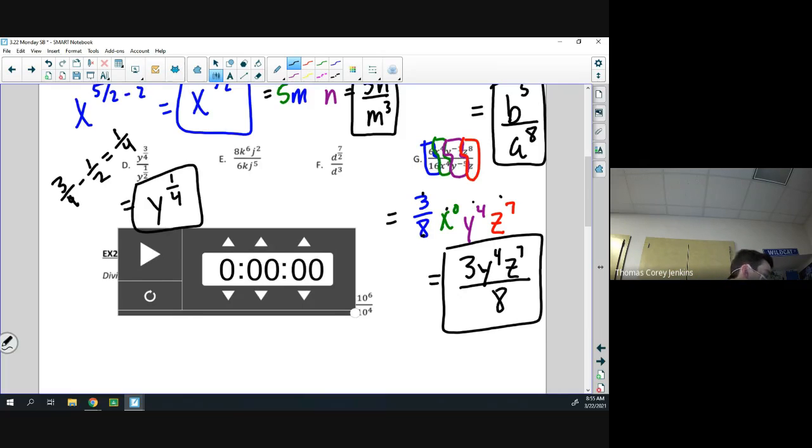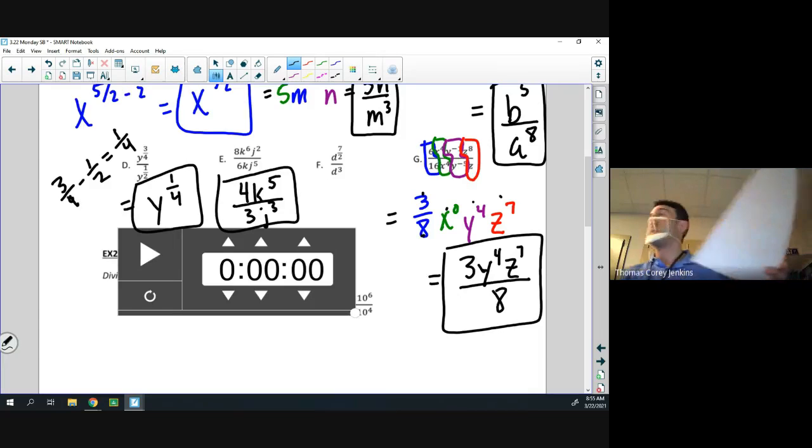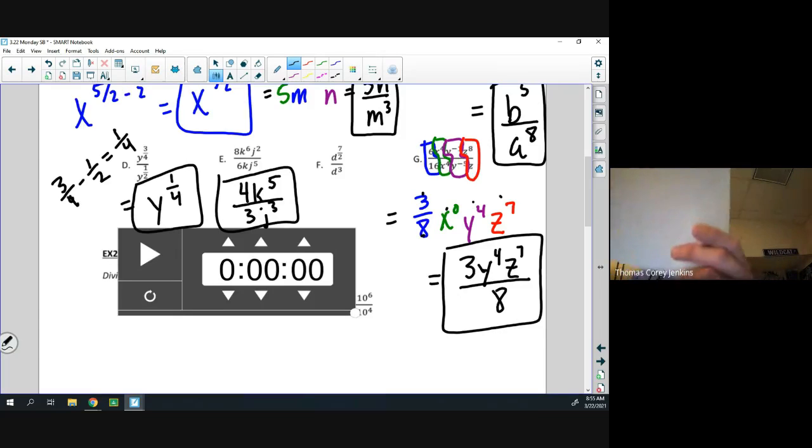So looking at E, Buchanan, what'd you get for E? 4k to the 5th over 3j to the 3rd. That's it. Very good. 4k to the 5th over 3j to the 3rd. If I have time, I'll come back and show that one, but it will also be on your filled out notes as well, showing the steps there.